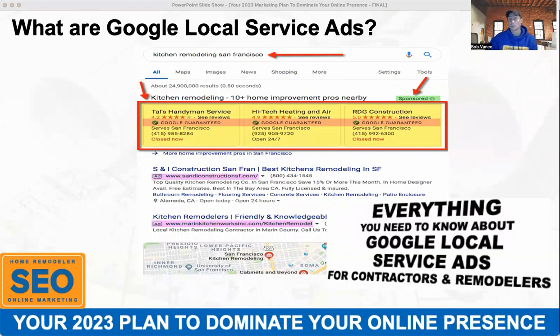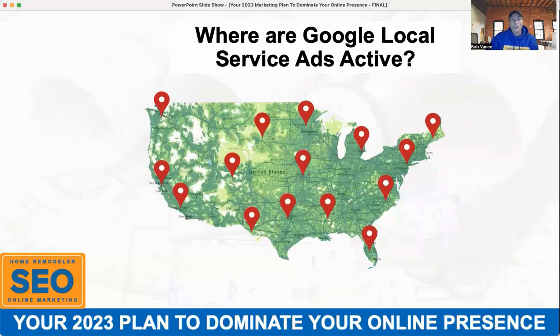Most of them are showing local service ads, some don't, and it's all about the intent, what Google thinks the intent of that keyword is. So you'll see some ads for some keywords, some ads you won't see at all for other keywords, and that's why.